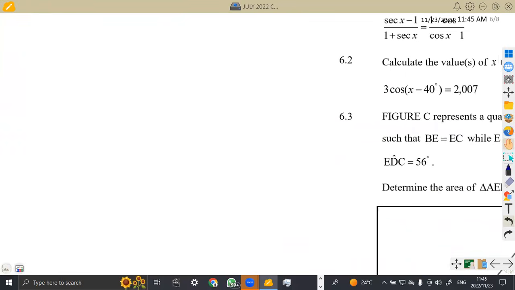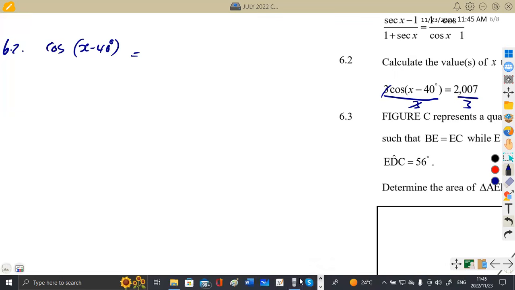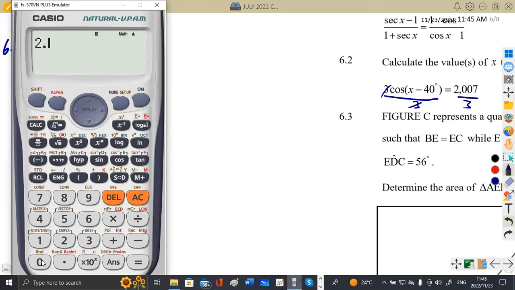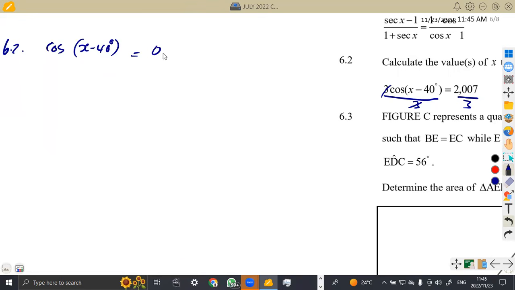So it's a play around type of equation, guys. Just play around with these equations. Okay, so the first thing for me was to divide by 3. I think it's going to be easy. So you're going to have cos x minus 40 degrees, which is equivalent to, from our calculator, if you divide 2.007 divide by 3, let's see, we're going to have 0.669.